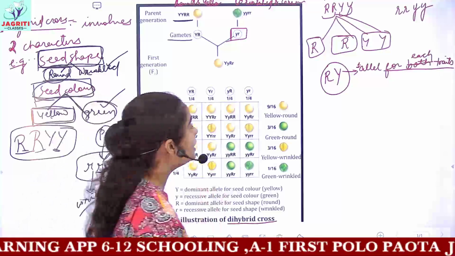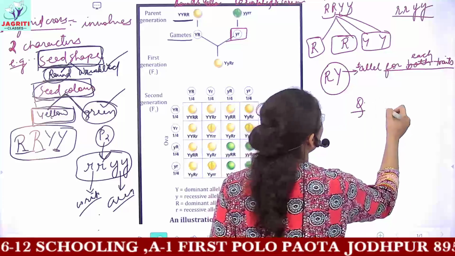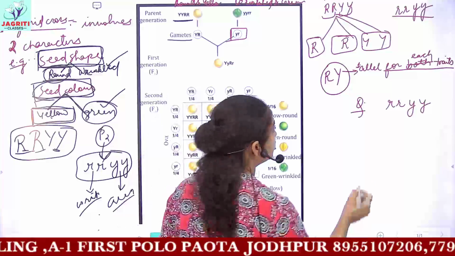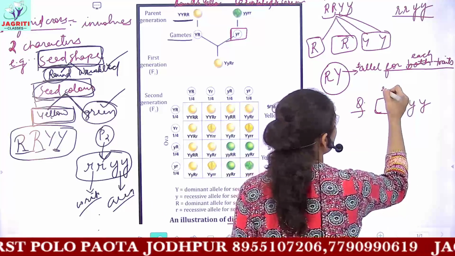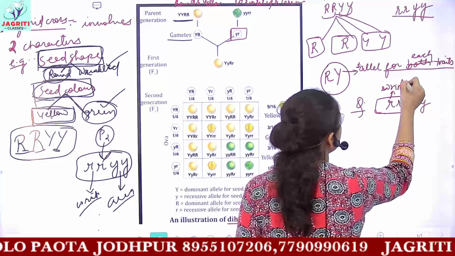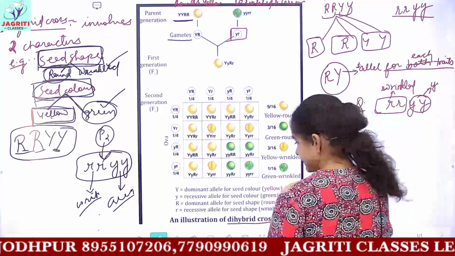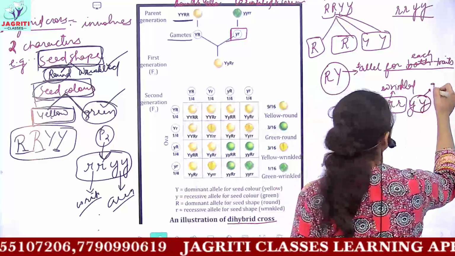I am again repeating this. The parent which you had, now let us consider the second parent, which is small r, small r, small y, small y. You know that this small r is for wrinkled shape, and these small y are for green color. Small y here represents green color.